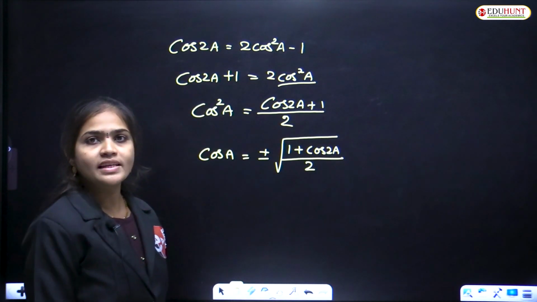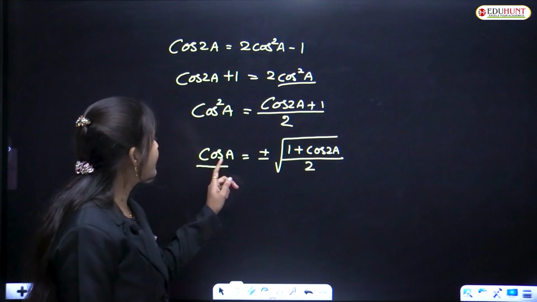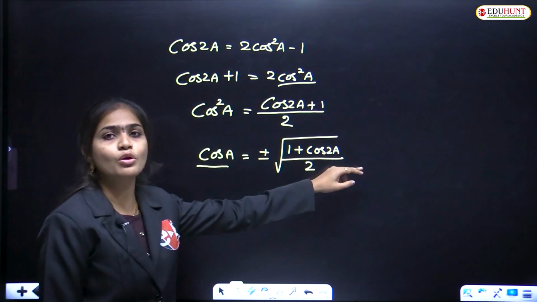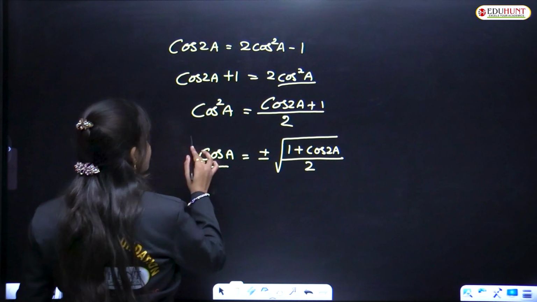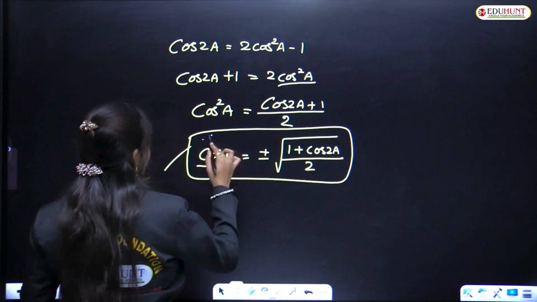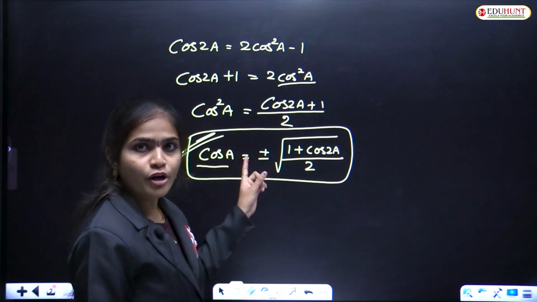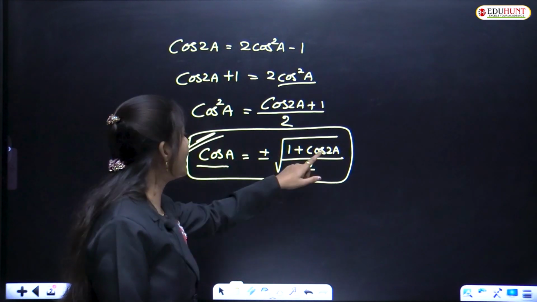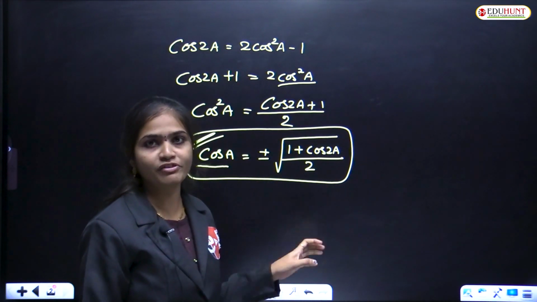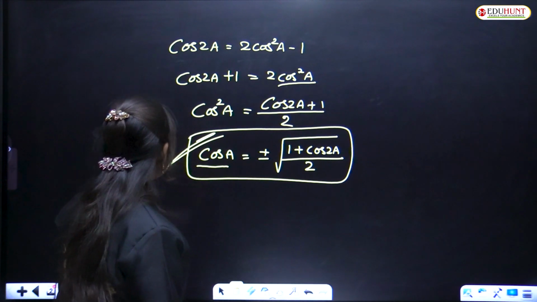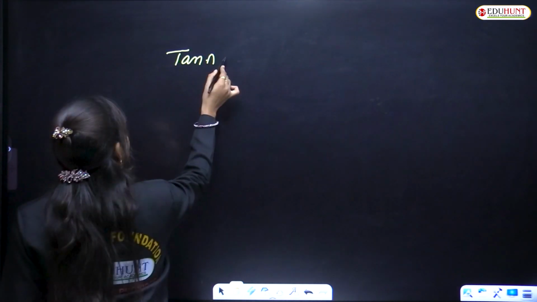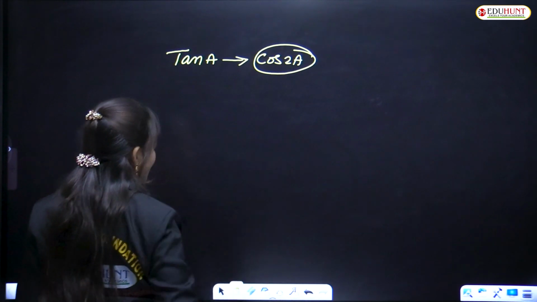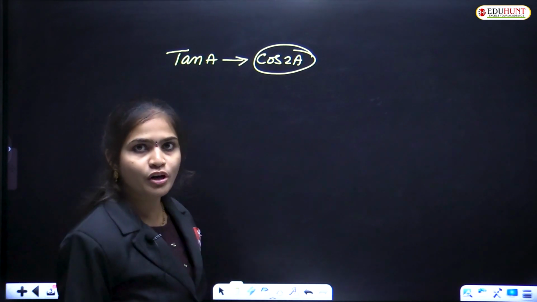Understand? So what is the next formula here? Cos a is equal to plus or minus square root of (1 plus cos 2a) by 2. So this is the second formula here. Understand? So sin a formula in terms of cos 2a we learned, and the second one, cos a formula in terms of cos 2a. Don't forget that. Okay. Next, the third formula, that is tan a in terms of cos 2a.